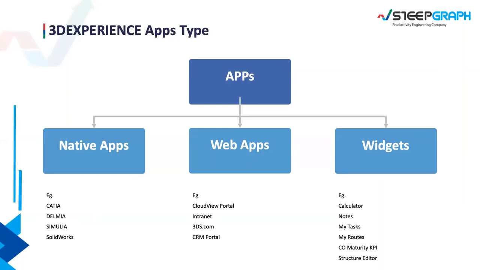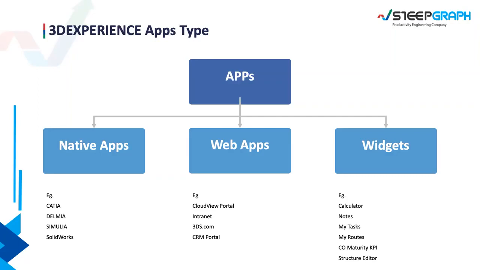Another kind of apps are the web apps, where you are providing a link to some external web portal, or it could be a static link to your 3D Space specific pages. But this basically has the web URL from where it launches the web app. For example, there could be a Cloud View portal, you could have the intranet, 3ds.com, a CRM portal. So these are web apps. And then there is a third category, which is widgets.